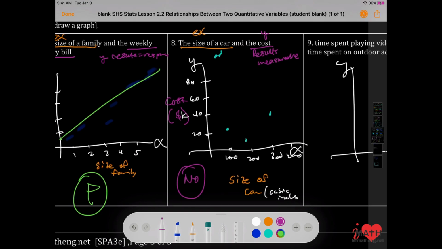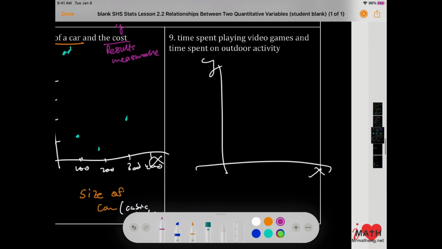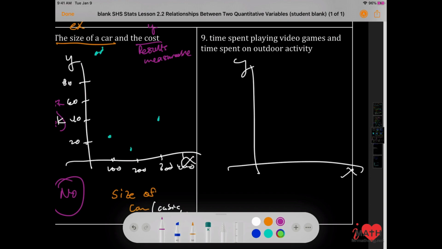Okay, does that make sense, guys? It's hard because you have to understand context, right? You may not understand all of those, but that's the harder part. Statistics is not just numbers; it has a story behind those numbers.